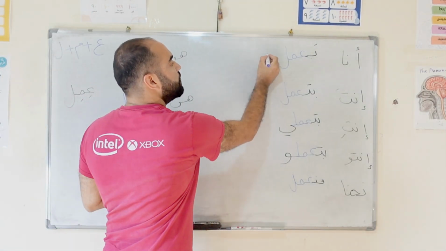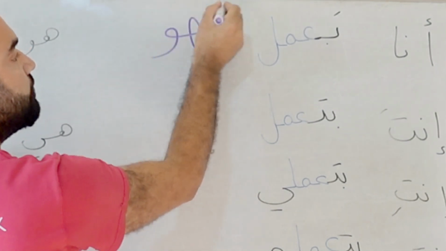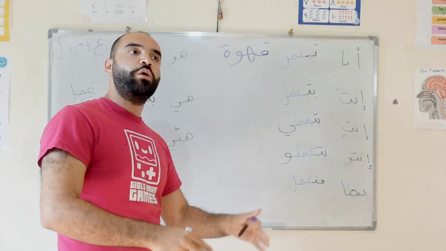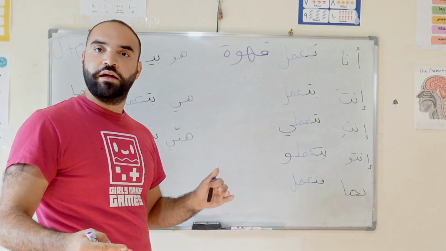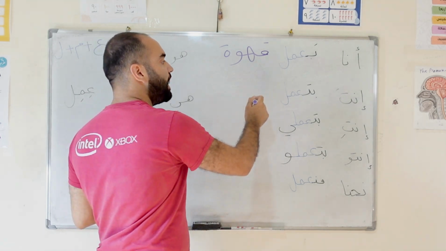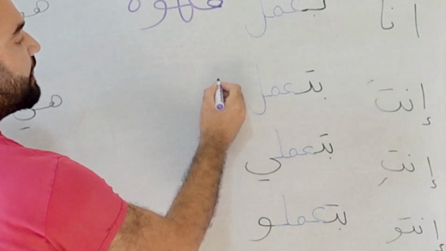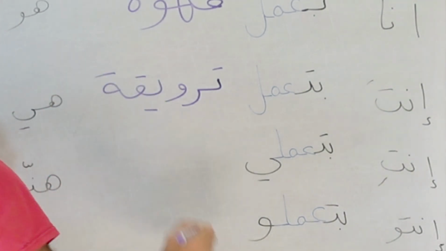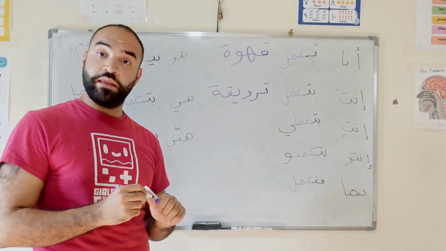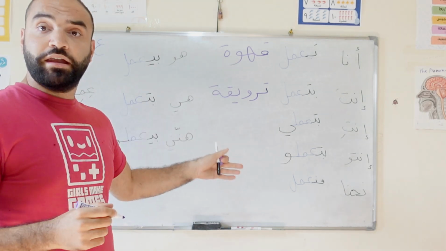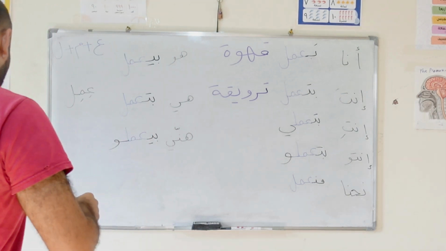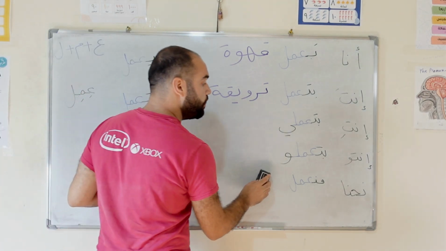أنا بعمل, let's say قهوة. أنا بعمل قهوة. I make coffee every morning. مثلا أنا بعمل قهوة كل صبح. تمام؟ So أنت بتعمل مثلا ترويقة, breakfast. أنت بتعمل ترويقة. تمام؟ So you can add anything. Let's try another verb now and see how it goes.